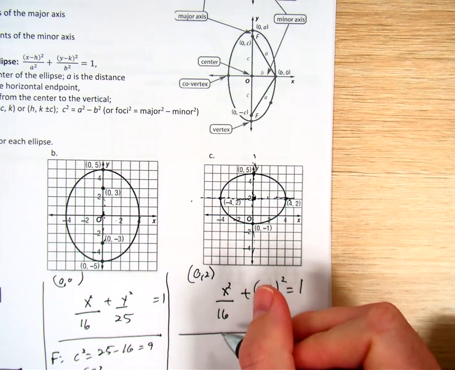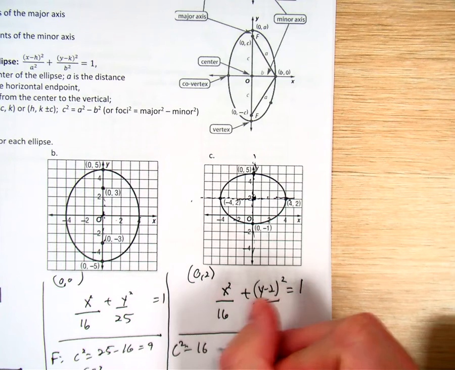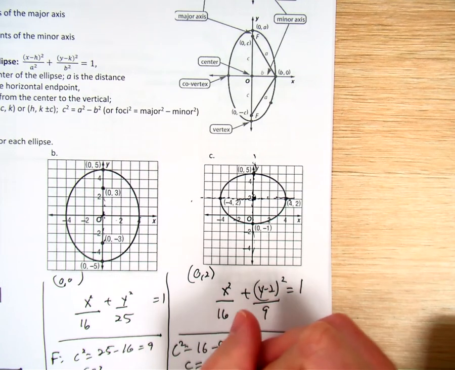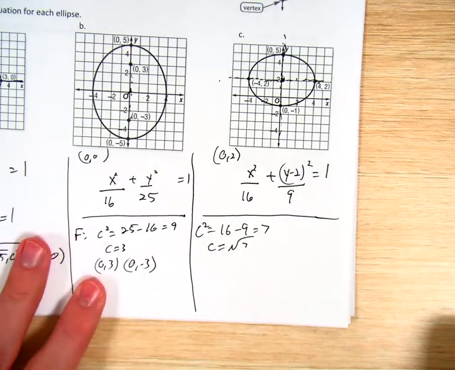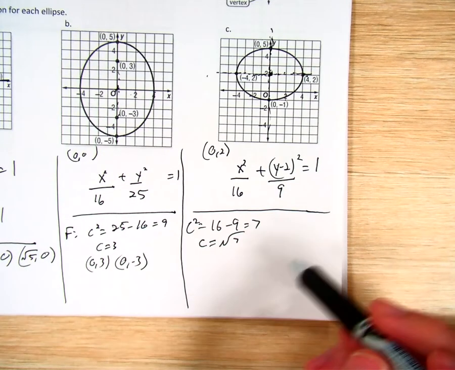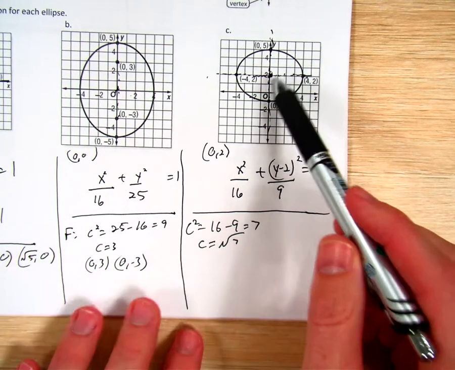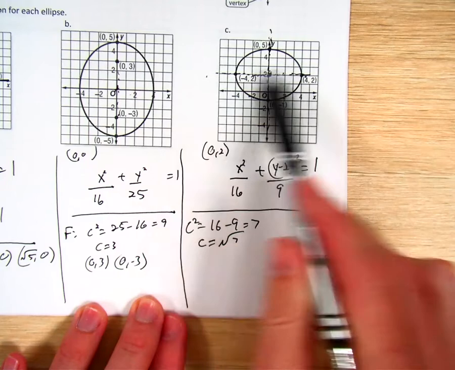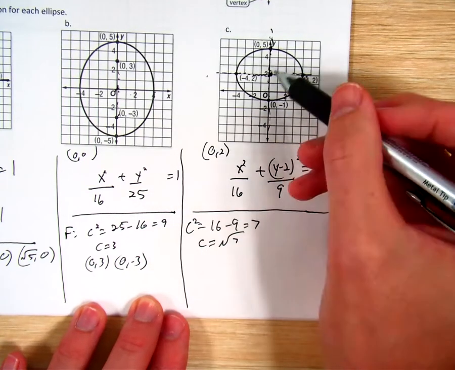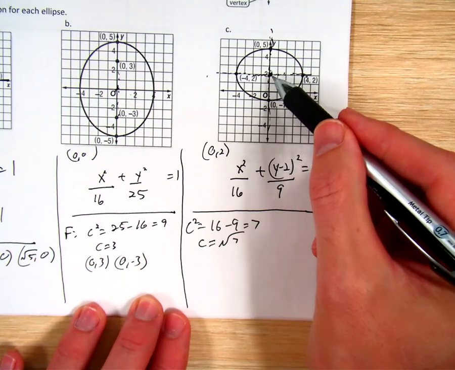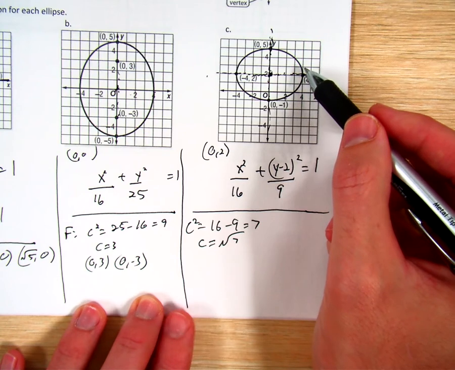Alright, what about our foci? Big minus little, 16 minus 9. So C is going to be the square root of 7. Now here's where we're going to learn a new little trick. We're going to pretend that this is 0, 0, just for now. This is a horizontal one, so we're going to go square root of 7 to the left and square root of 7 to the right. So if this was 0, 0, we'd be at negative square root of 7, 0 and positive square root of 7, 0 for our foci.